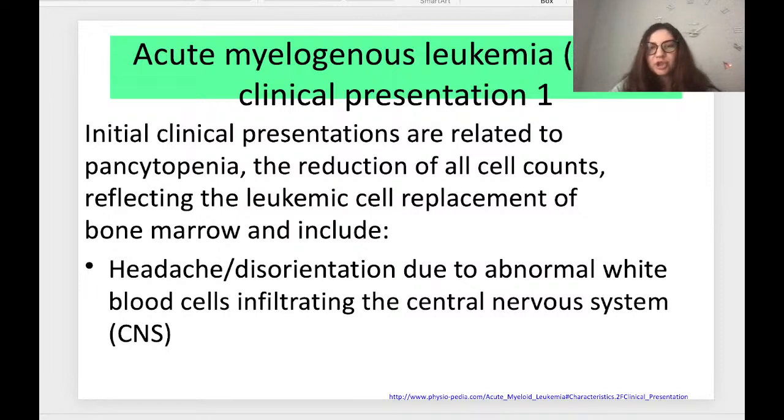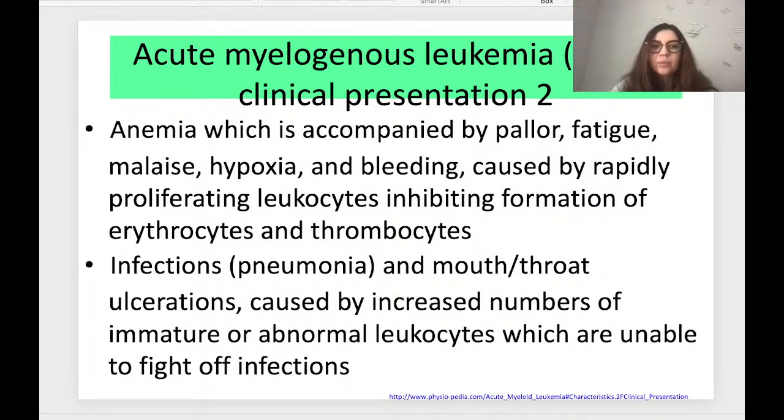Clinical presentation of acute myelogenous leukemia. Initial clinical presentations are related to pancytopenia, the reduction of all cell counts, reflecting leukemic cell replacement of bone marrow, and include headache or disorientation due to abnormal white blood cells infiltrating the central nervous system. It can include anemia, accompanied by pallor, fatigue, malaise, hypoxia, and bleeding, caused by rapidly proliferating leukocytes inhibiting formation of erythrocytes and thrombocytes. There is overproduction of leukocytes, with suppression of erythrocyte and thrombocyte growth.